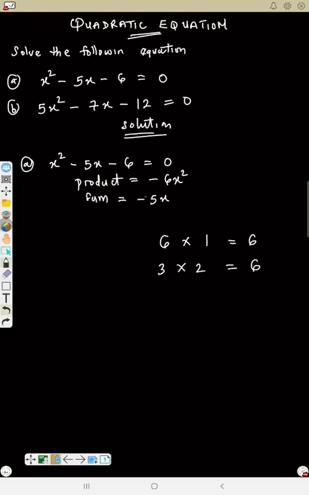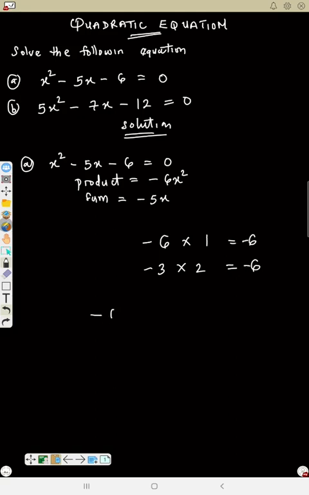But anytime the sum is minus and the product is also minus, put the minus in the bigger number, like this. 6 and 1, 6 is bigger, put minus there. 3 and 2, 3 is bigger, put minus there. So put minus in the bigger number if they have minus minus. Take note. So minus 6 times 1 will be minus 6, and minus 3 times 2 will be minus 6.